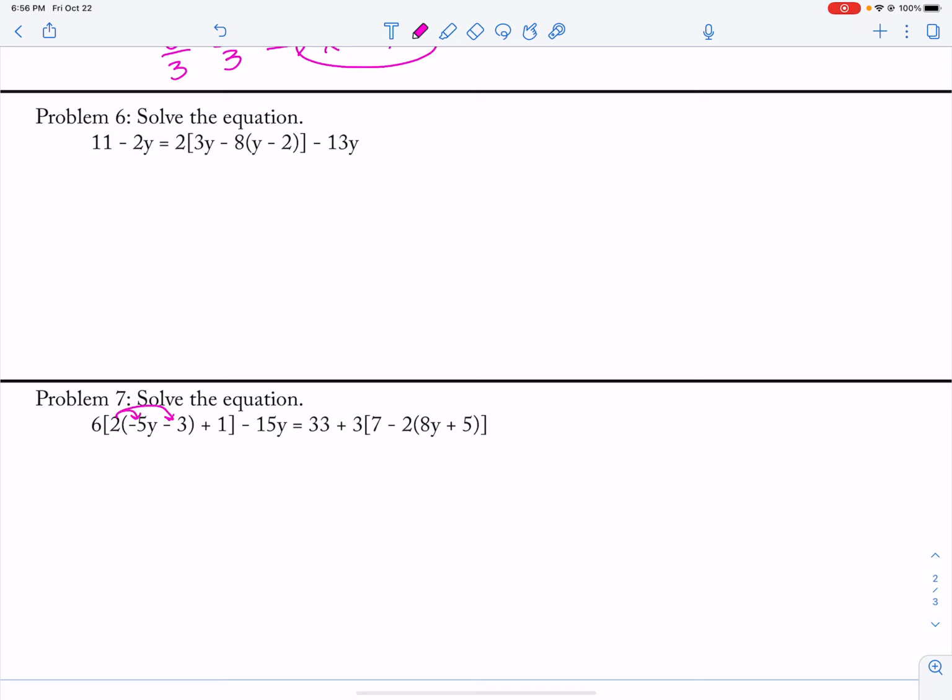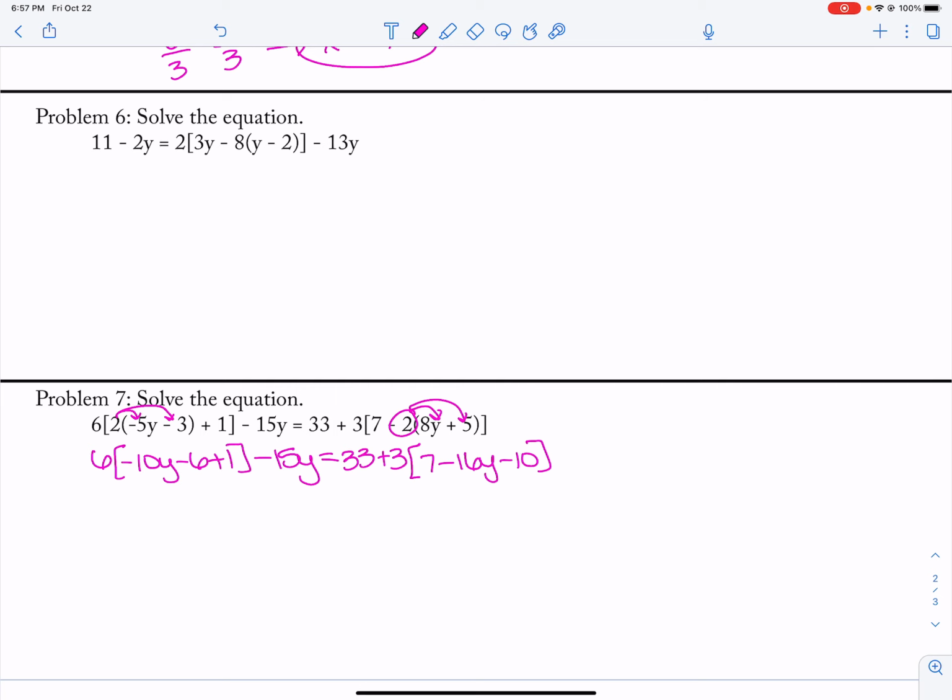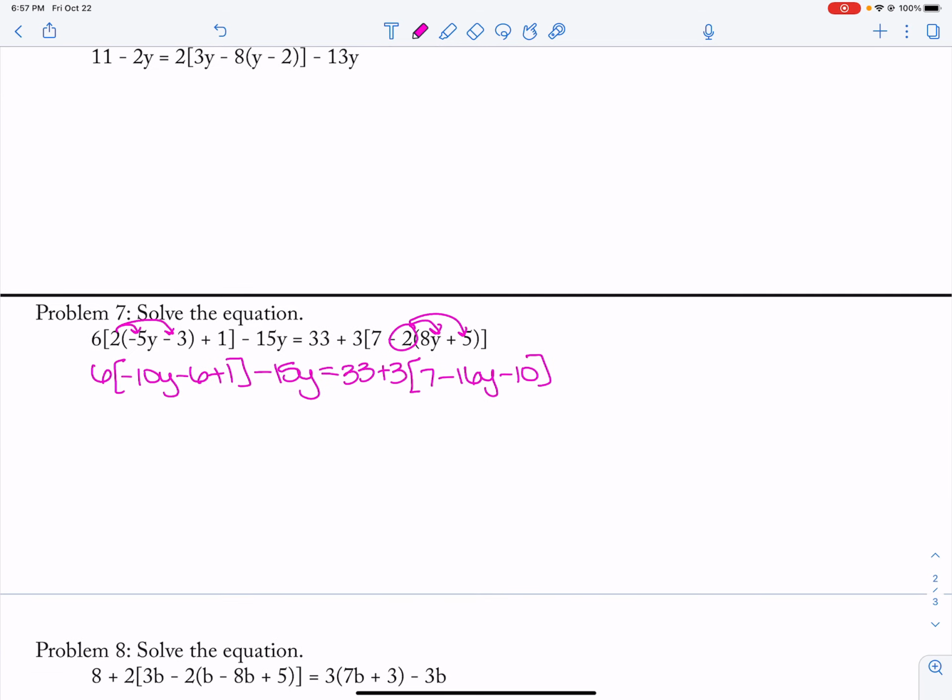So I'm going to go ahead and distribute. So I get 6 times negative 10y minus 6 plus 1 minus 15y is equal to 33 plus 3 square bracket 7. Now I'm going to distribute this negative 2 to both terms. So this is a minus 16y minus 10. And I'm going to close my square bracket.